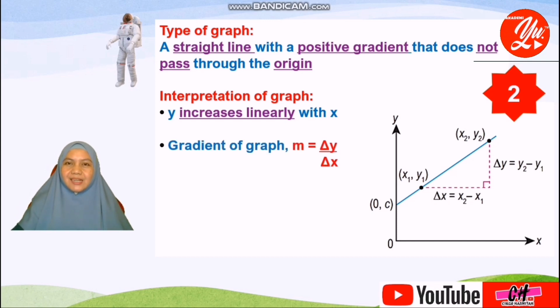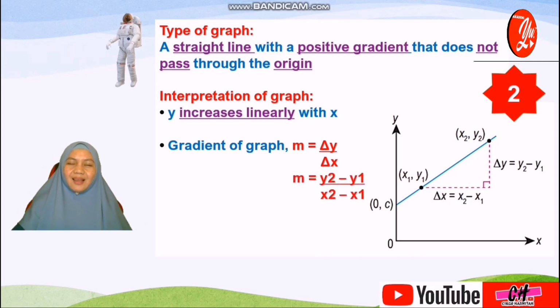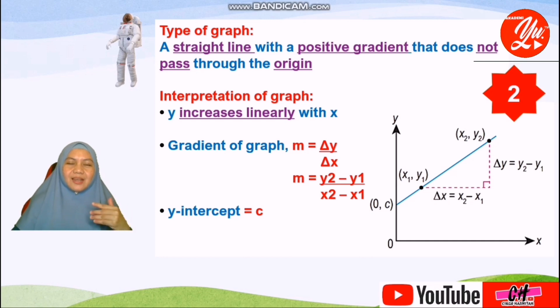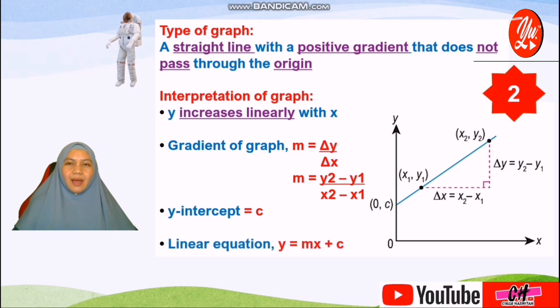And for the gradient, as before, we calculate the gradient by delta y divide delta x, meaning y2 minus y1 divide x2 minus x1, using the 2 points we are marking on the line. Okay, and then the y-intercept: there is a y-intercept here where the value is c. So the linear equation is written like this: y equals mx plus c.